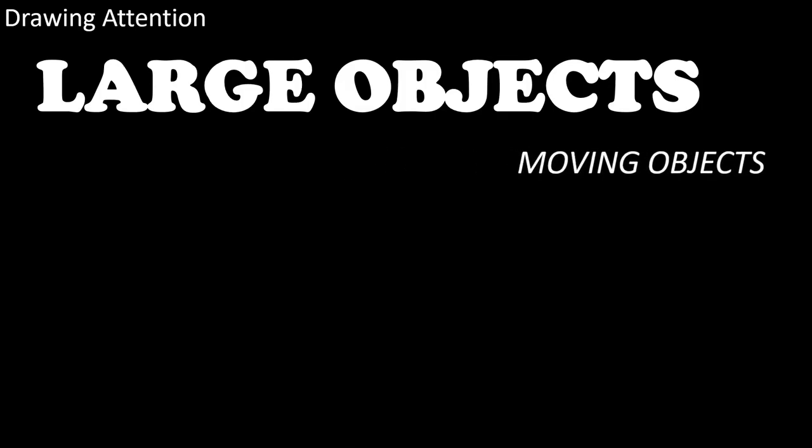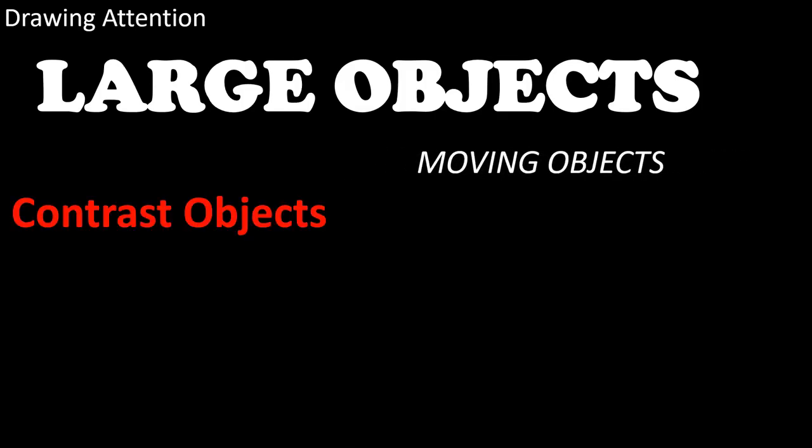And lastly, we have contrasting objects. Contrasting is something that stands out, a bright color on a dark background, something that looks significantly out of place. So large, moving, and contrasting objects are three key ways that our attention is just drawn to something.